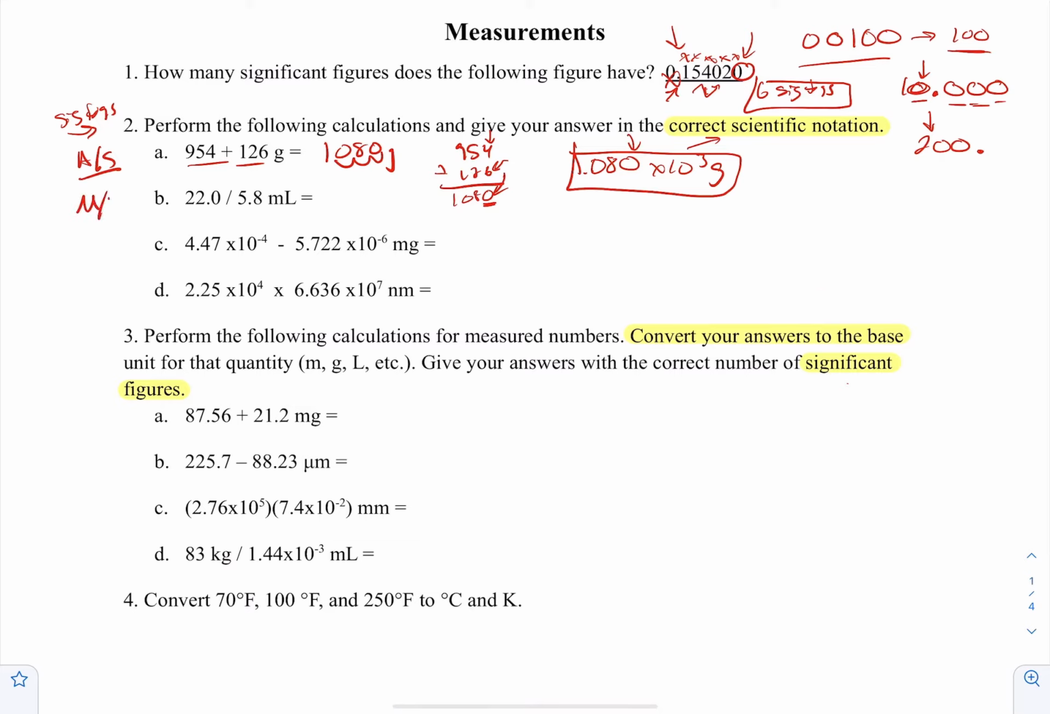For multiplication and division, we look at the number of sig figs. So kind of what we did on the first problem, you'll want to do for each number that's involved in a multiplication and division.